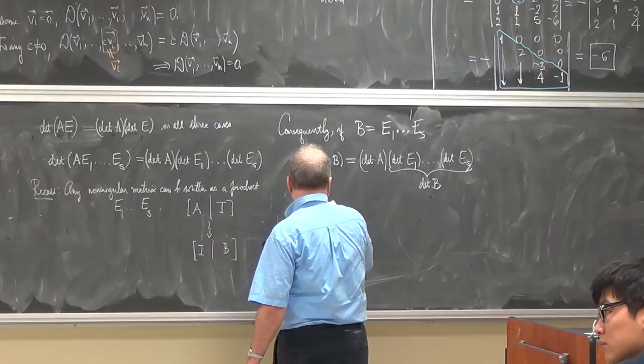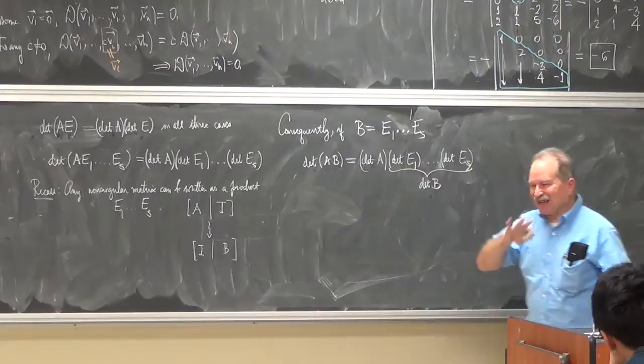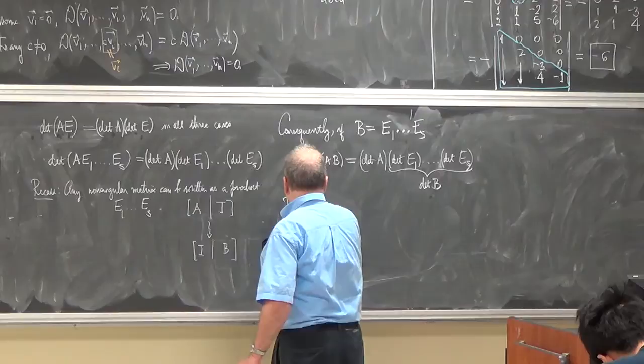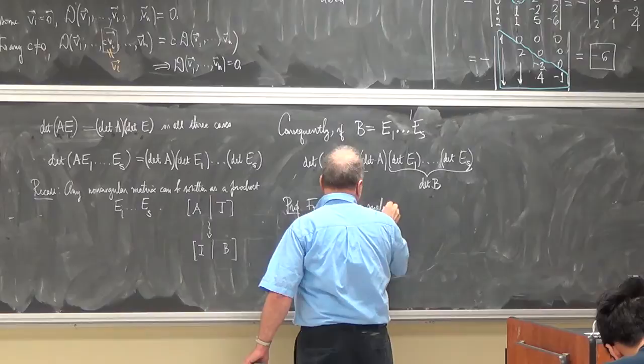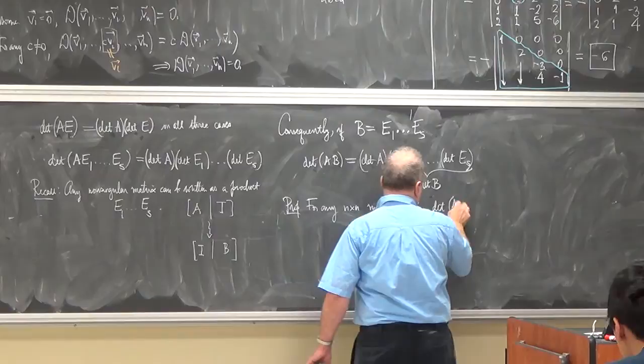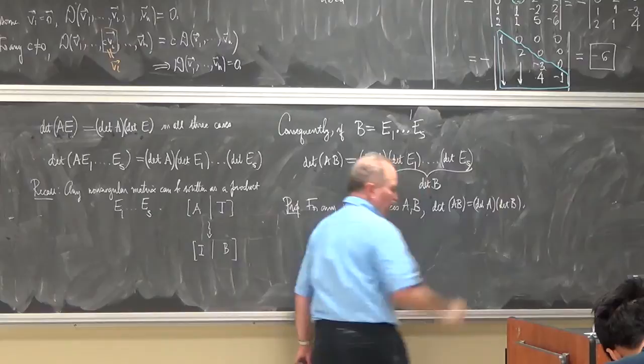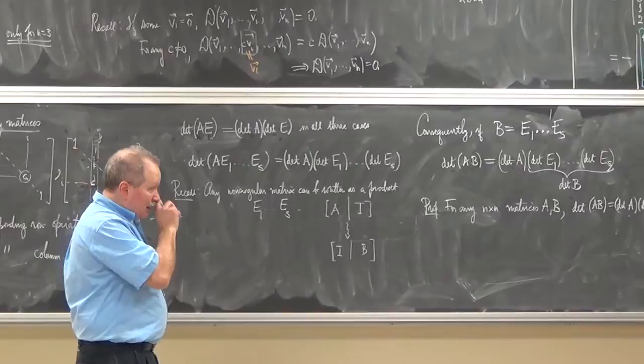All right, hang on. Let me get to the last step. So here's a theorem, I'll call it a proposition. For any n by n matrices A and B, the determinant of AB is the determinant of A times the determinant of B. I like to call that the product rule, but be careful, it's not the calculus product rule. So we have proved this in the case where B is non-singular.